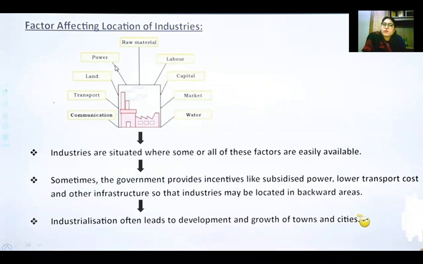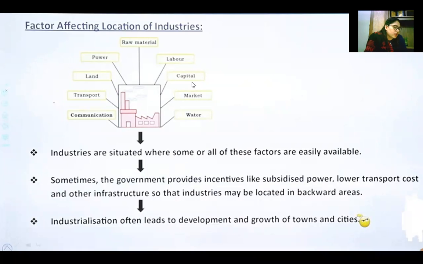Then power. Power means what? Power means electricity. So this is also an important factor, because in the big industries, everything is operated with power. It is not possible to operate the machines with hands. सब कुछ हाथ से तो नहीं बनाएंगे. It is not the small scale industry. So we are talking about a large scale industry in which power is playing a main role to operate all the heavy machinery.